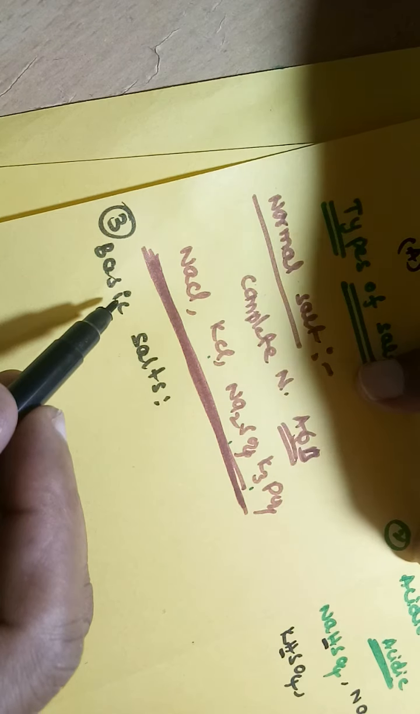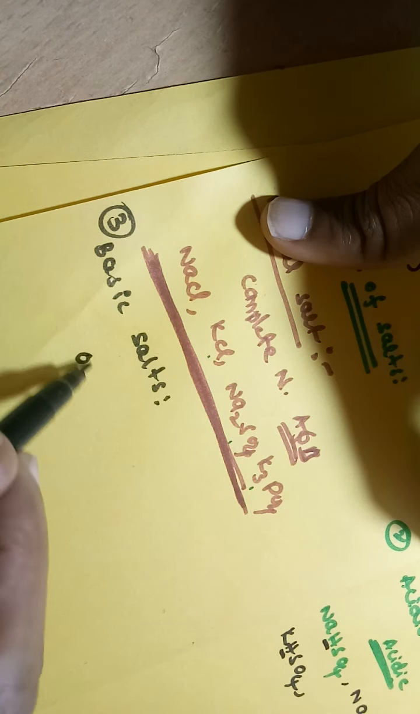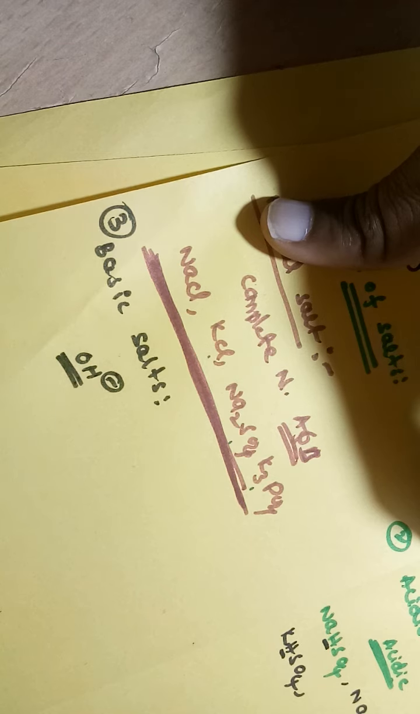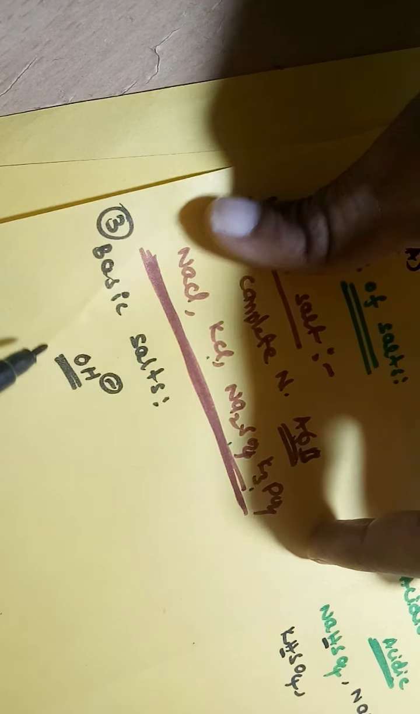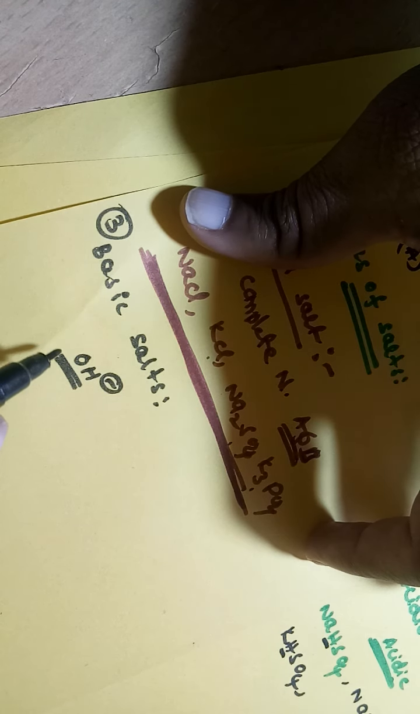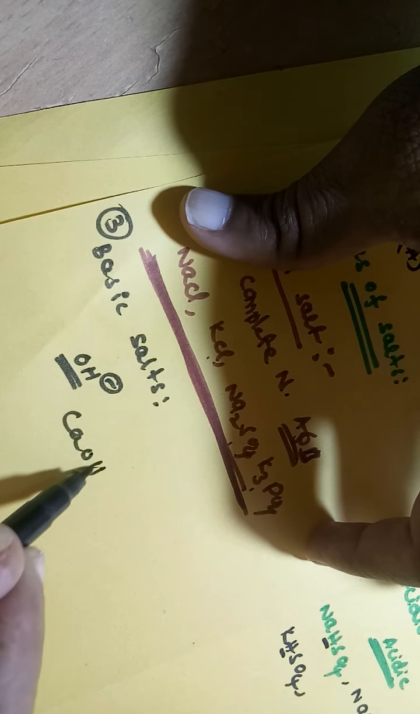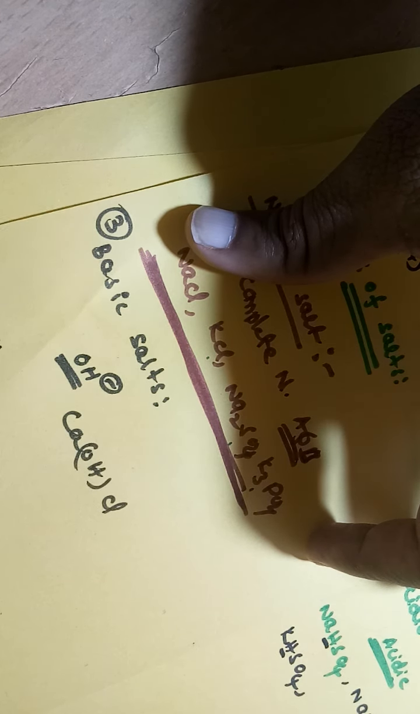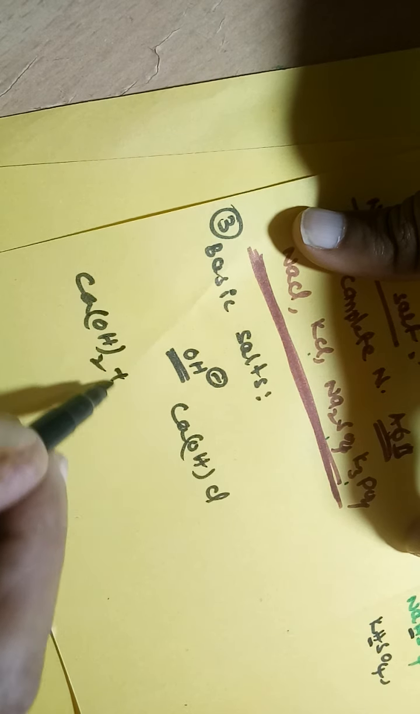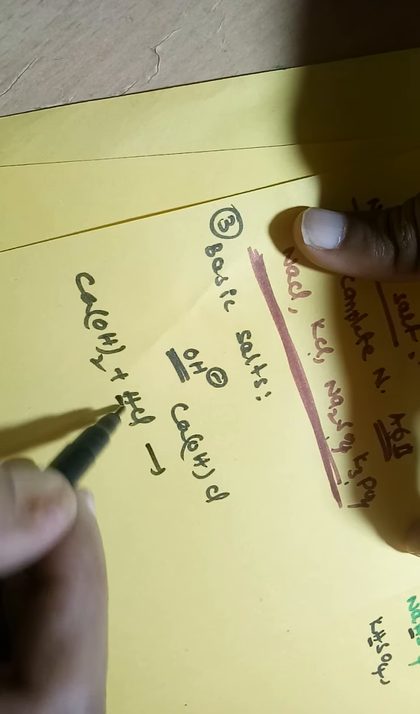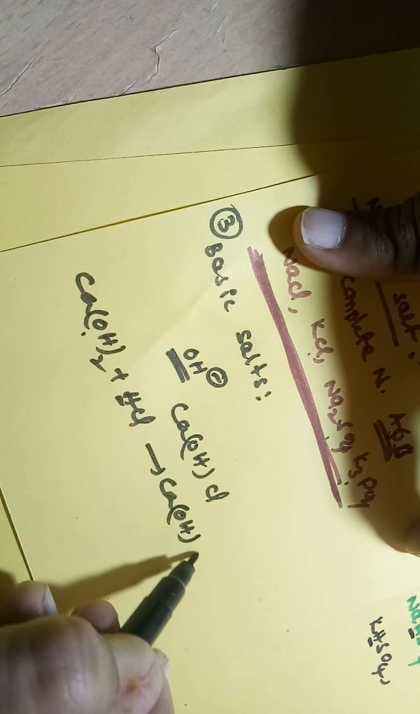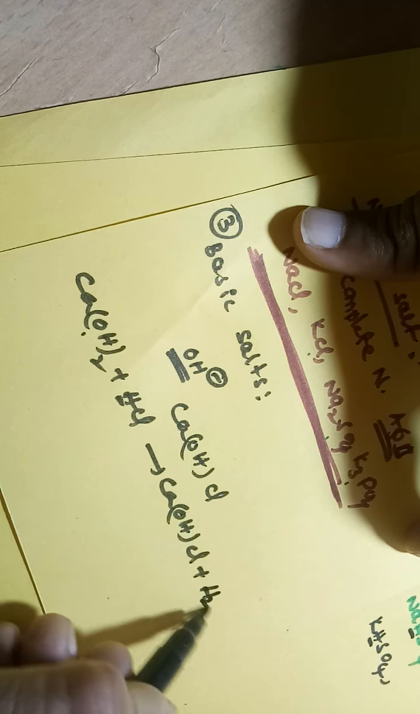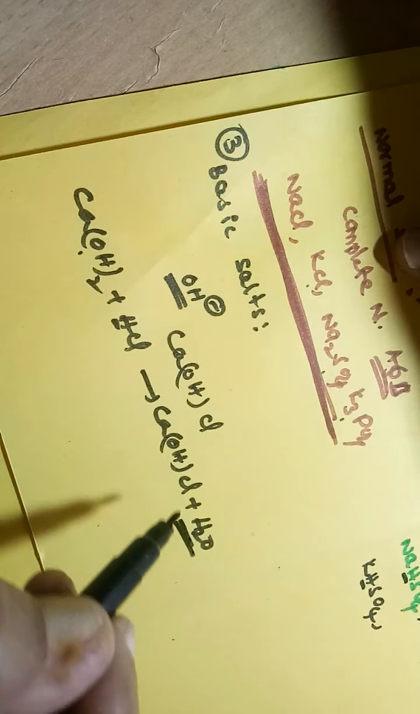Next type of salt is basic salt. Basic salts are salts which contain further replaceable OH minus ions. Example of a basic salt is CaOHCl, calcium hydroxychloride. How is it formed? Calcium hydroxide, when treated with 1 mole of HCl, only one H and one OH react with each other and the remaining is present. CaOHCl plus H2O is formed.